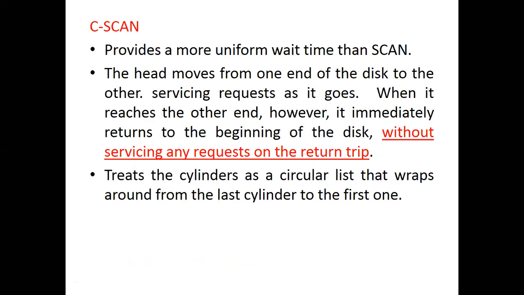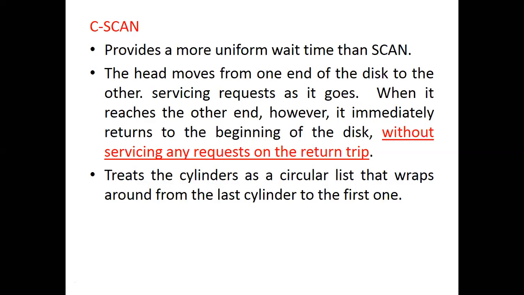The fourth type of scheduling is C-SCAN scheduling. It is a variation of SCAN scheduling. The difference is that C-SCAN scheduling gives you a more uniform wait time than SCAN. That is one of the great advantages of C-SCAN scheduling. What is the difference? It is very much similar to SCAN scheduling.